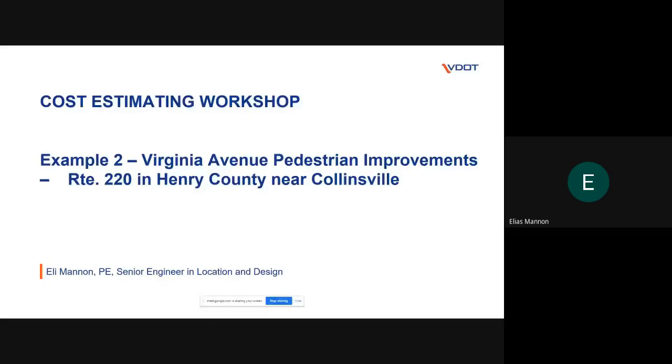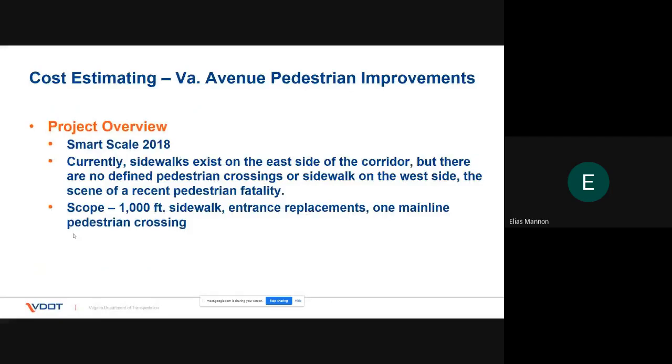Thanks, Alex. Let me share my screen. All right. I was the project manager on the Virginia Avenue Pedestrian Improvements Project. It was along Route 220 in Henry County near Collinsville. This is a relevant project because even though it was applied for by VDOT and VDOT administered, it's really a common type of project that you might see in the LAP world. It's a sidewalk project with pedestrian crossing.